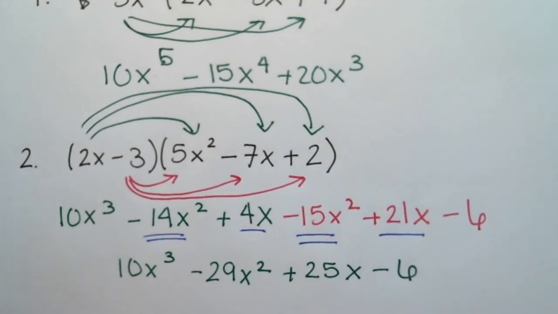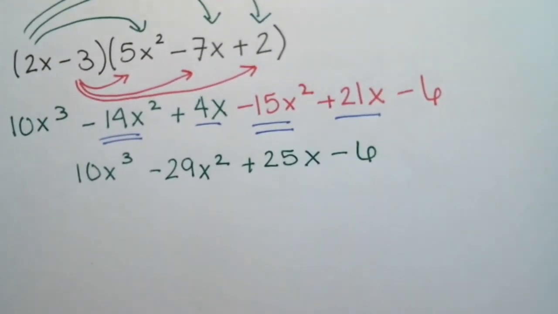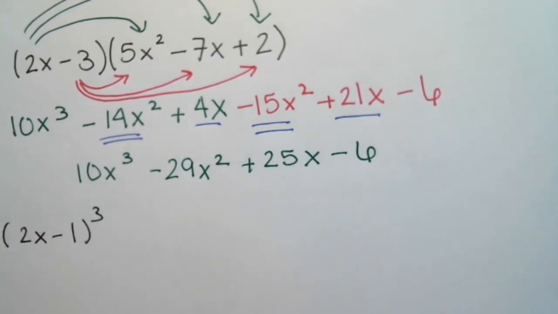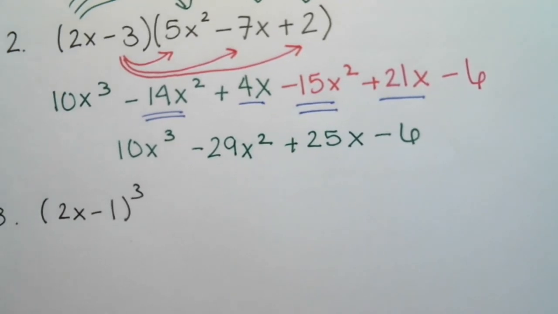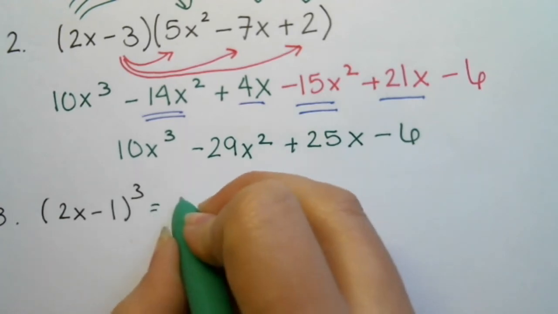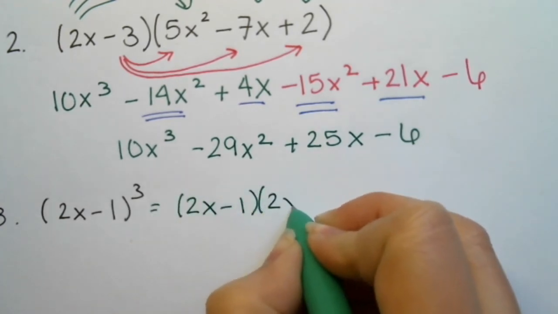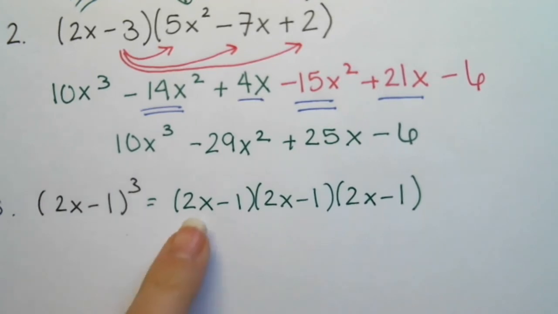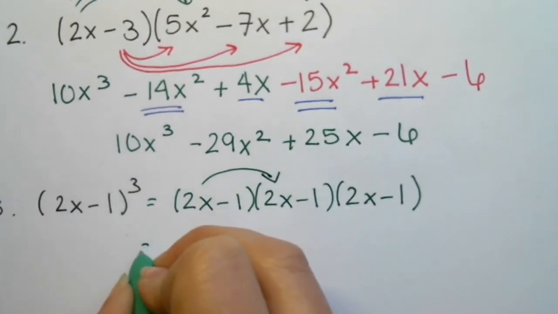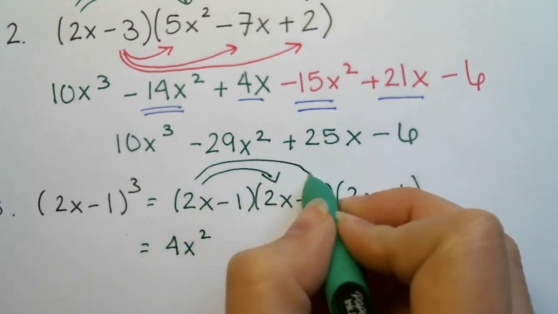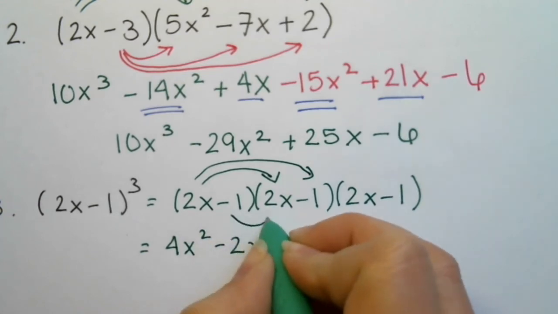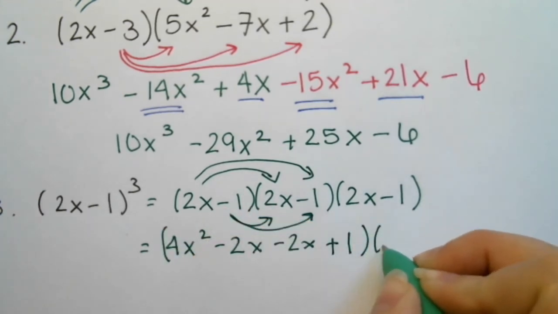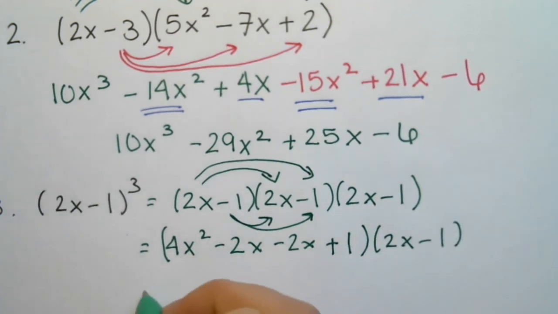I just want to do one more example, and this is maybe the biggest mistake that I see when I watch students do stuff like this. When you have something like this, what you need to do is write this out, and then multiply it out one at a time. So 2x times 2x is 4x squared. Then 2x times -1 is -2x. -1 times 2x is -2x. -1 times -1 is +1. And then I'm going to combine my like terms.